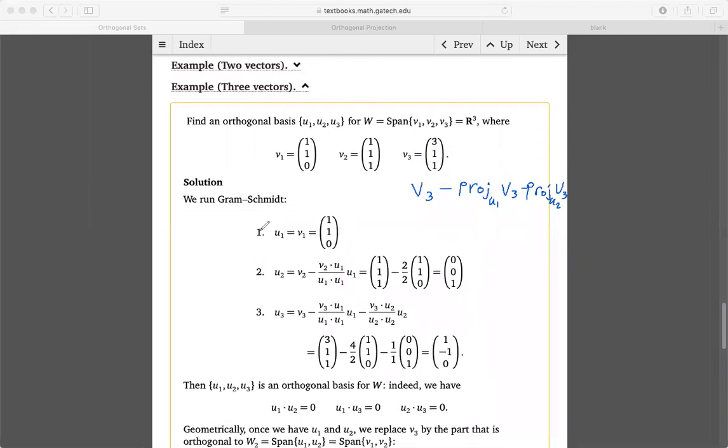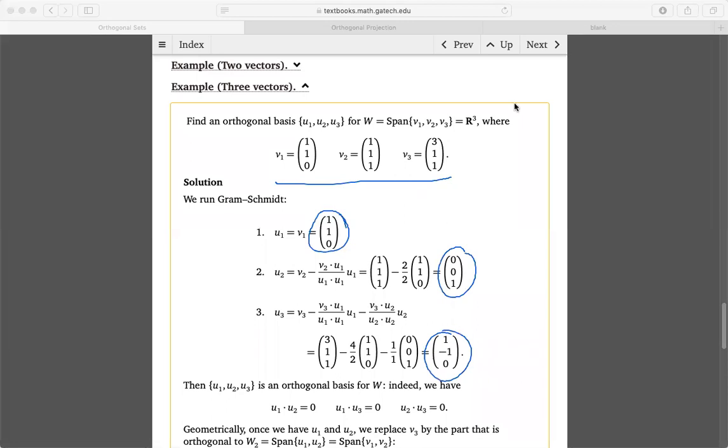And if you apply the Gram-Schmidt process, we'll get u1, that's our first vector, u2, we already got that from the previous problem, and then u3, if you apply the projection formulas, you'll get 1, -1, 0. And so all three of these vectors form an orthogonal basis for the original set of vectors.